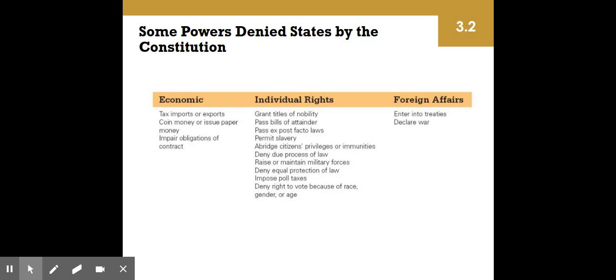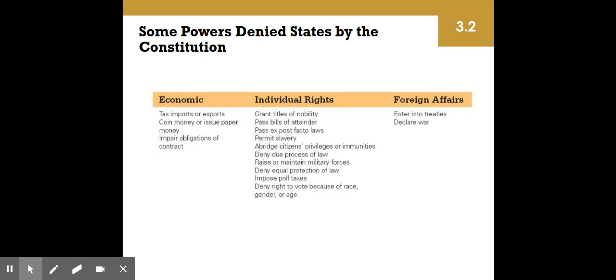Individual rights: we're not allowed to grant titles of nobility or pass bills of attainder, which is a bill basically that punishes someone. Instead of having a trial, you pass a law saying this person is guilty of this crime and this is what their punishment is. Those are illegal. Ex post facto laws can't be passed, so we can't punish someone for doing something last week. We can't create a new law and then punish them for something that happened in the past. Slavery is no longer permitted by the states. We're not allowed to abridge citizens' privileges or immunities, and that's thanks to the 14th Amendment.